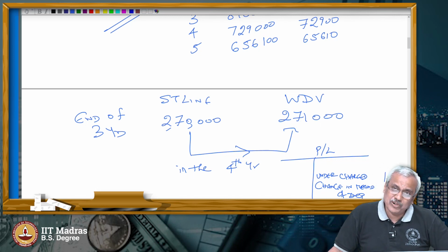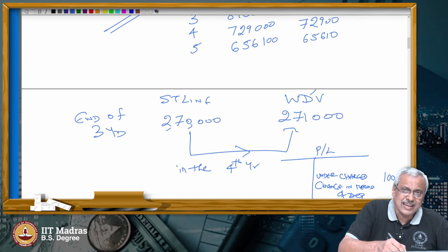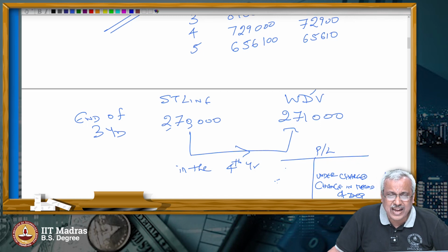Can it happen the other way? Well, yes, it can happen the other way. If you change from here to there, I would say 1,000 rupees overcharged, then it will appear in the revenue side out there. That is all what happens.